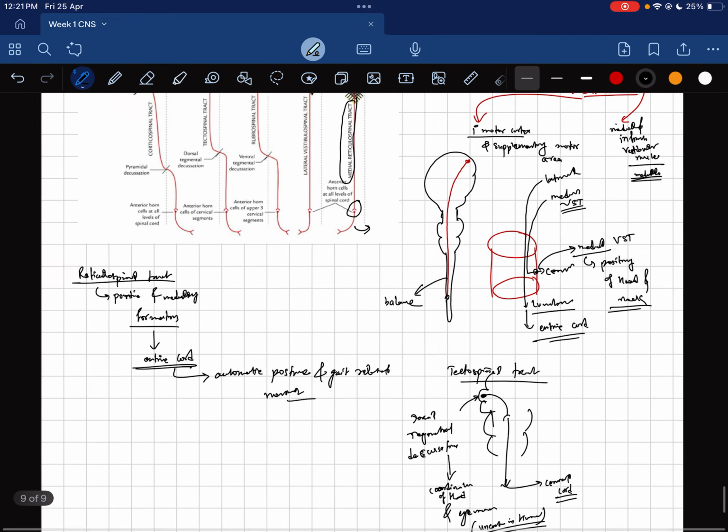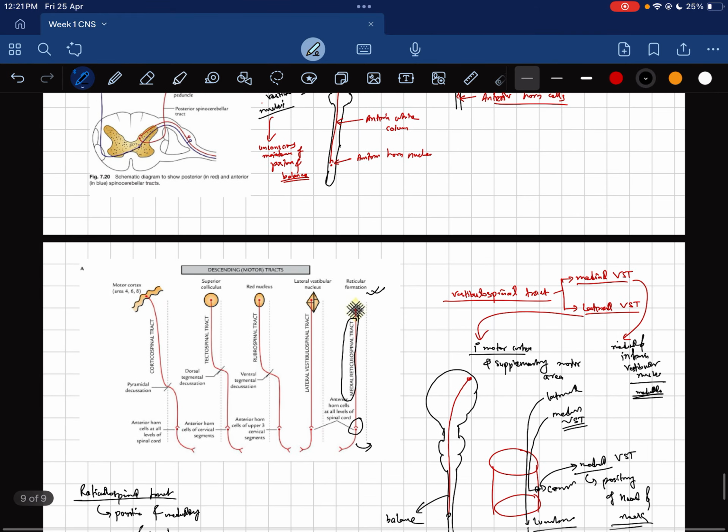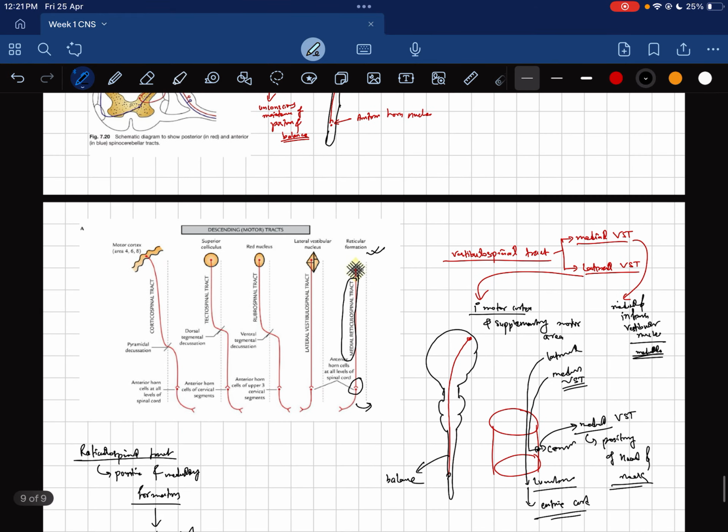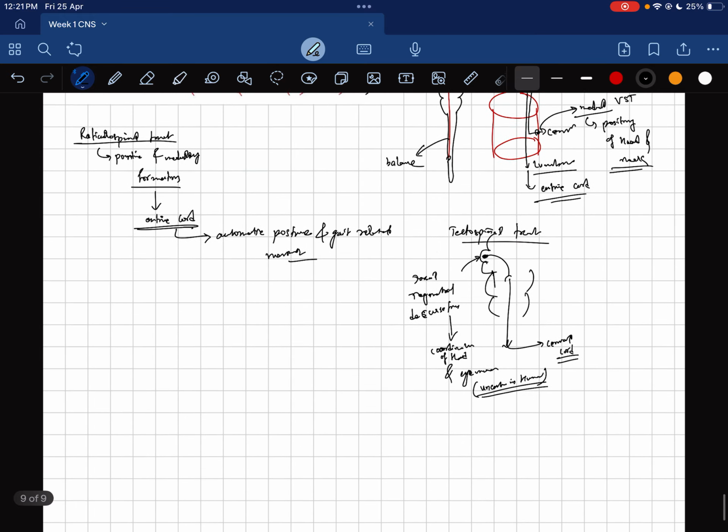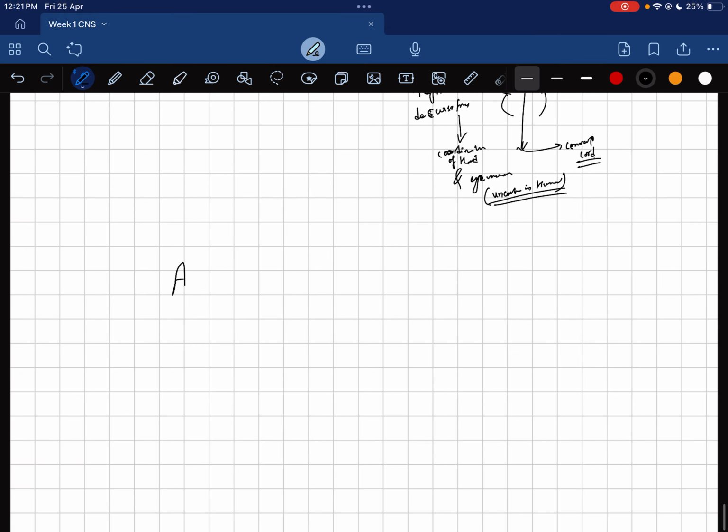This is all regarding the descending tracts that we discussed. Now moving on to the ascending tracts, which are sensory, and we will discuss them briefly in the next video.